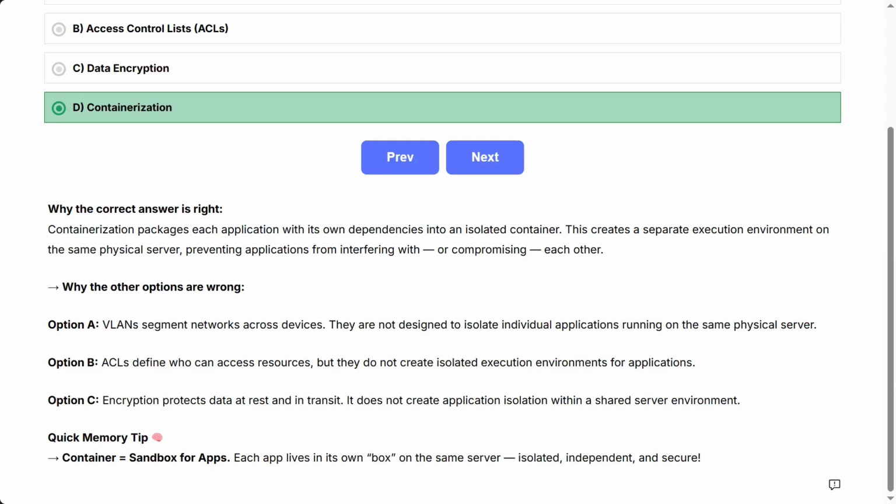Option C. Encryption protects data at rest and in transit. It does not create application isolation within a shared server environment. Quick memory tip: container equals sandbox for apps. Each app lives in its own box on the same server, isolated, independent, and secure.